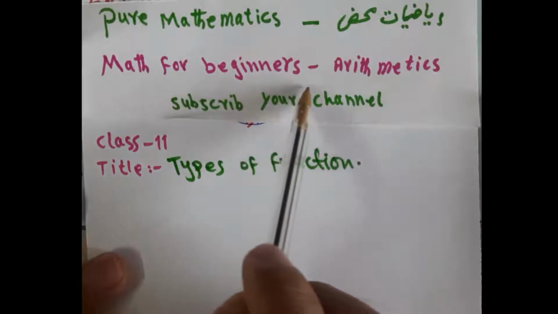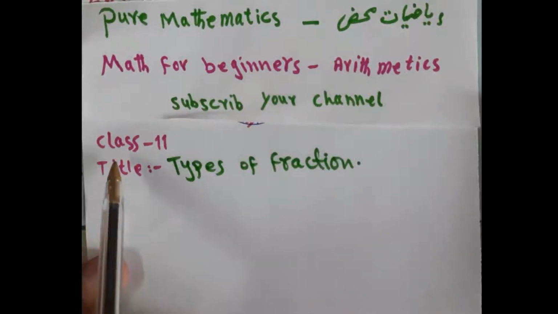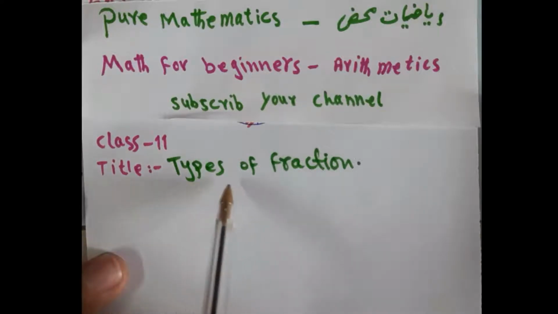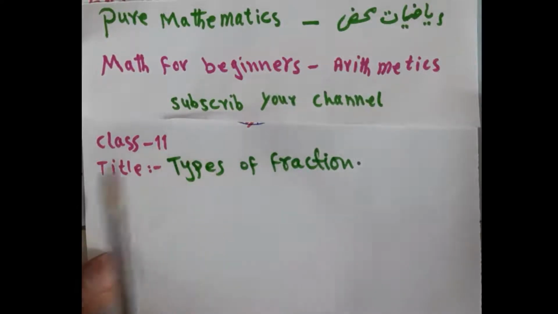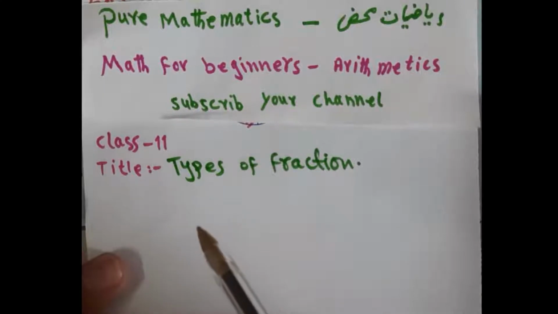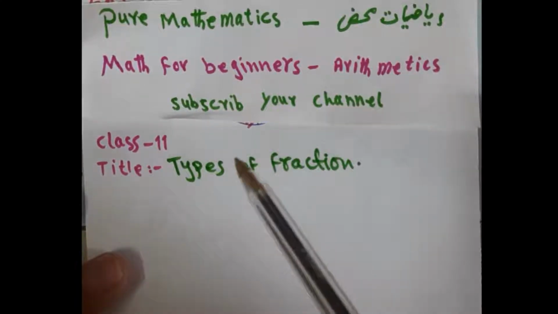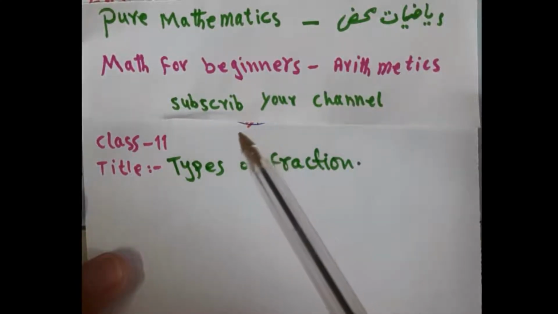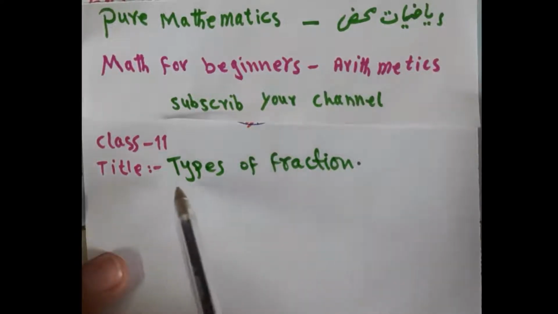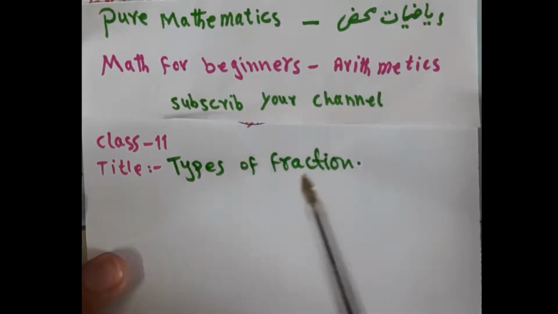Mathematics for beginners, arithmetic. It is class 11. Title of this class is Types of Fraction. In the previous class we learned about the definition of fraction and parts of fraction. Here we want to explain about types of fraction.